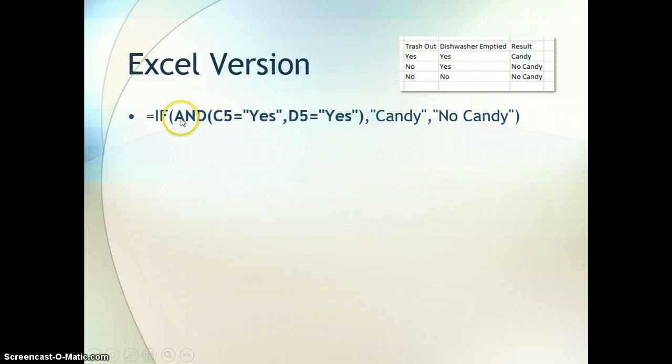So we're saying this AND statement only returns true, because remember this is in the logical test area of the if statement. It only returns true if all the things you put in there are true. So C5 has got to equal yes, and D5 has got to equal yes, and you can have any number of things, but if you have AND here, they all have to equal whatever value you give to them here. Okay? If both of them equal yes, then get a candy. Otherwise, no candy.